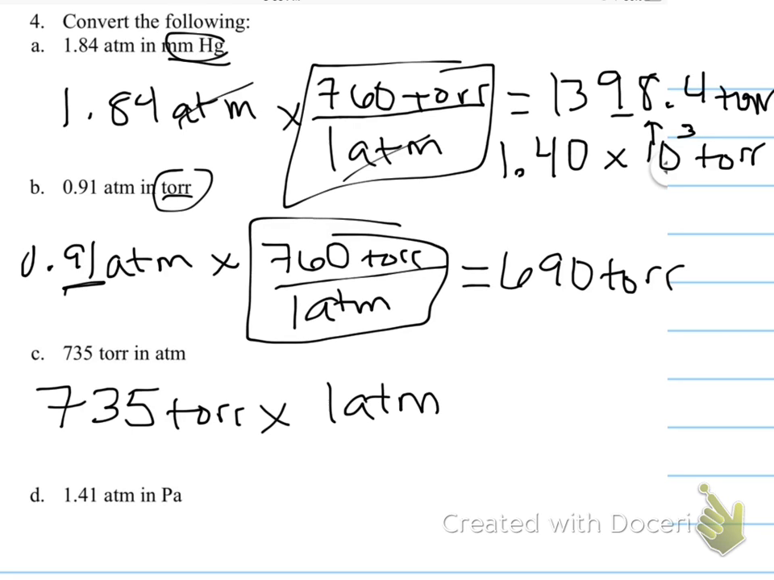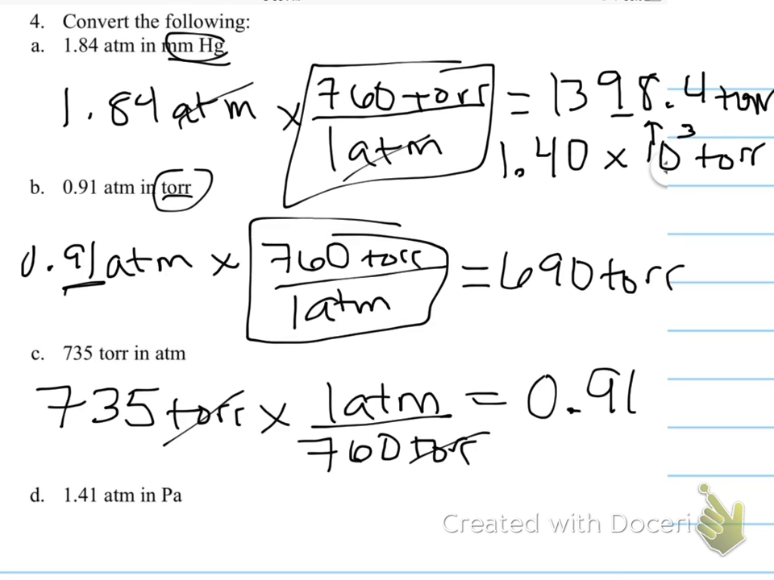So same conversion factor here, we just have to flip it over, right? It's still the same relationship, but now I want to cancel torr. So we put in 735 divided by 760 because that 760 is on the bottom. And we get 0.967 atm. Okay. The last one is atmospheres to pascals.